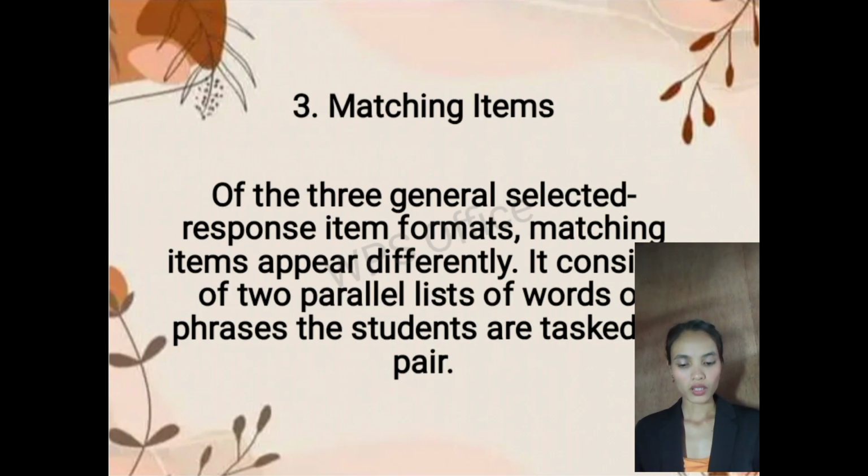So these are the three general selected response item formats. Matching items fare differently. It consists of two parallel lists of words or phrases that students are tasked to pair. The first list, which is the match, is referred to as premises, while the other list, which forms the choices, matched based on some kind of association, is the options. So this is the example of matching type.